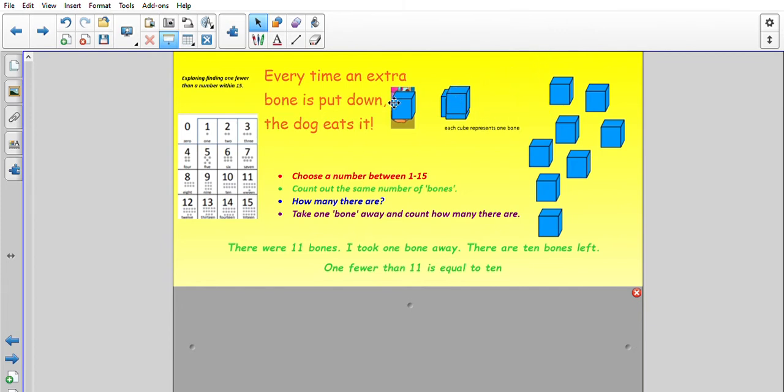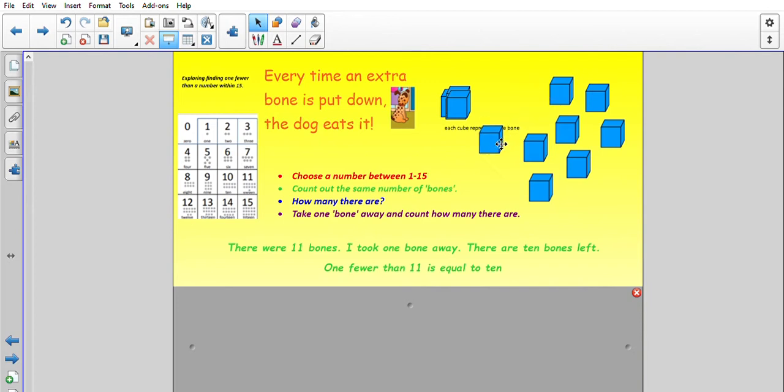I'm going to start, I think this time, with this amount. So how many have I got here? Now, because they're not in a very sensible pattern, it's hard to subitize, isn't it? So shall we count? 1, 2, 3, 4, 5, 6, 7, 8. So there were 8 bones.